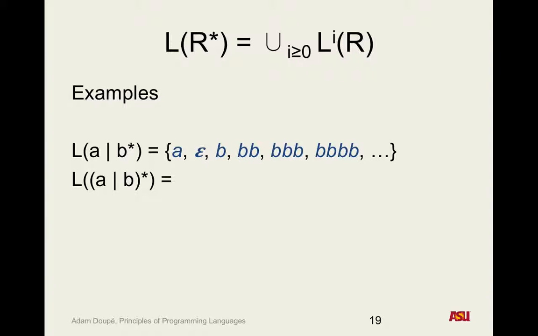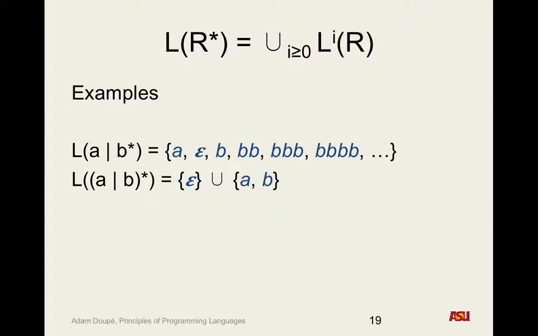Okay, let's look at this one: (A or B) star. What's the first thing in this set? Epsilon, exactly. Remember, L superscript 0 of R is the set containing epsilon. Every time you see a star, there's always going to be an epsilon there. So what's that going to be unioned with? A and B. Yes, the set containing A and B. That would be L1. What about the next one?